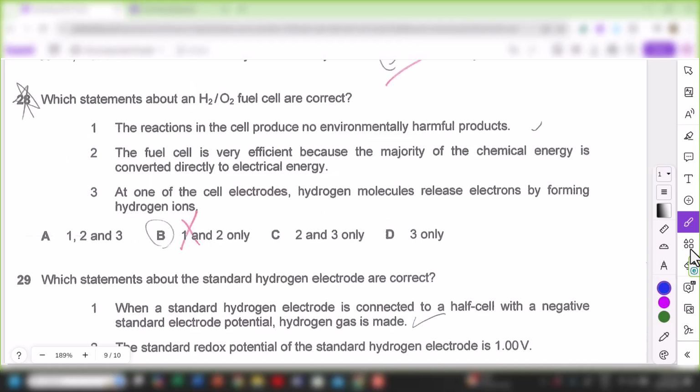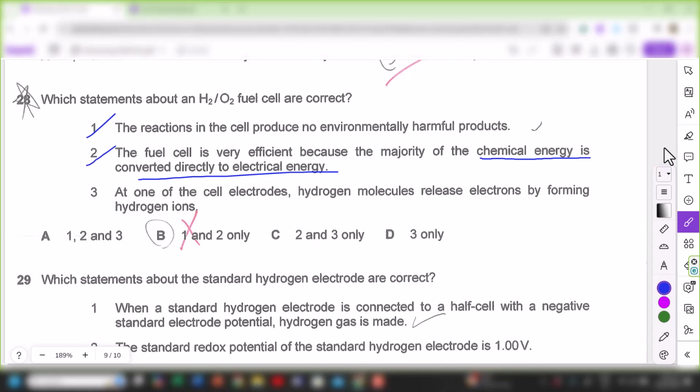Okay, so you know that a hydrogen oxygen fuel cell does not produce environmentally harmful products. It produces only water, so 1 should be correct. Okay. 2, the fuel cell is very efficient. The majority of the chemical energy is converted into electrical energy. This is correct, directly from what you have learned in your learning objectives.